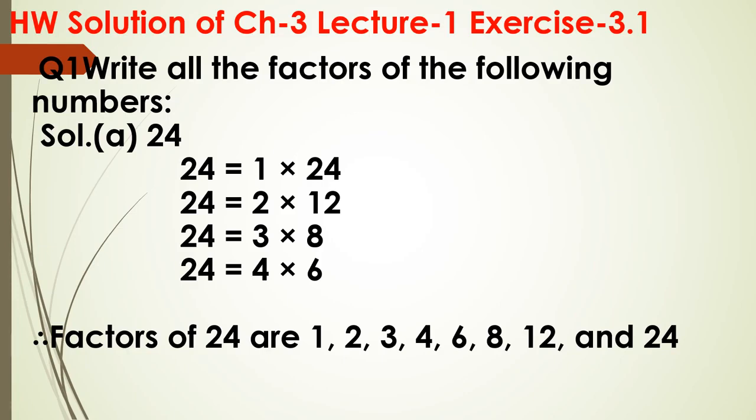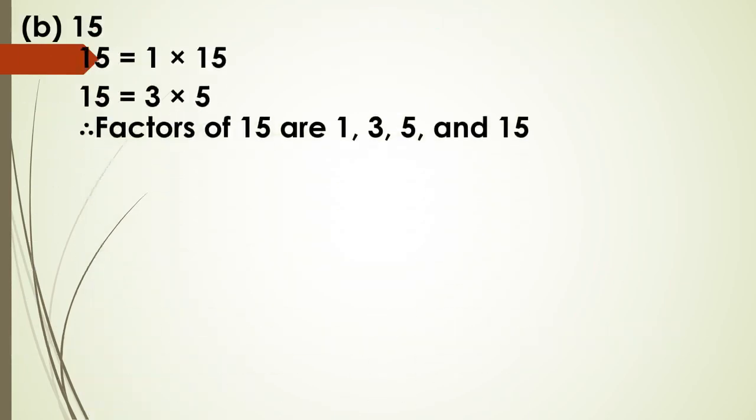See, I have made all the factors. Factors you know very well how to make. Factors of 24 are 1, 2, 3, 4, 6, 8, 12 and 24. It's B part. Factors of 15. 1 into 15 and 3 5s are 15. So factors of 15 are 1, 3, 5 and 15.